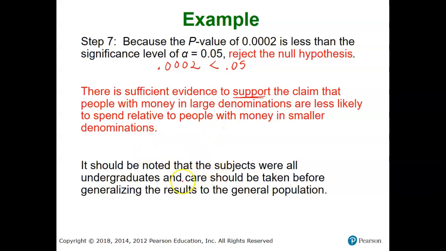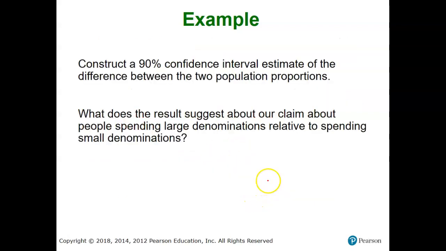Okay, one thing is that our sample was undergraduate, so we can't always generalize that to the general population because undergraduates may do things different than the general population would. Okay, our next example, we want to construct a 90% confidence interval estimate of the difference between the two population proportions.